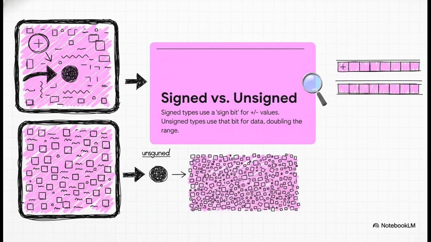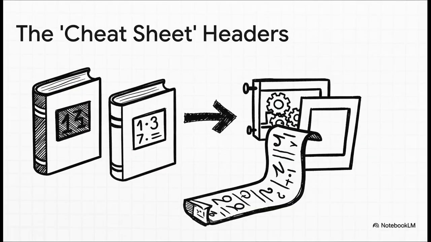The computer then takes that sign bit and uses it for more data, which effectively doubles your maximum positive value. It's a trade-off. Let's be real. Trying to memorize the exact limit of an integer, a number that's over 2 billion, is pretty much impossible. And you don't have to.